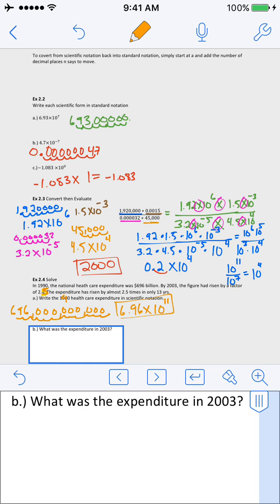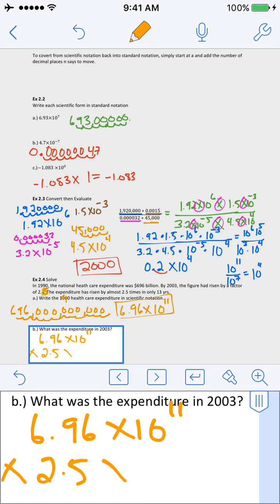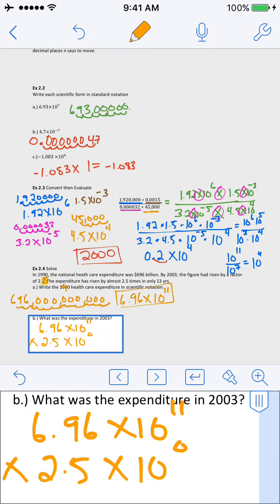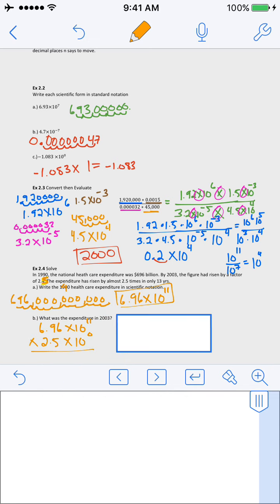So I've got 6.96 times 10 to the 11th times 2.5 times 10 to the 0, right? 2.5 is already between 1 and 10, so I can just multiply it by 10 to the 0. I don't even really need to do that part. If you don't want to, you can. It's up to you. So let's go ahead and multiply these. Just like we did in the last problem, we're going to do the decimal times the decimal, which gives us 17.4.